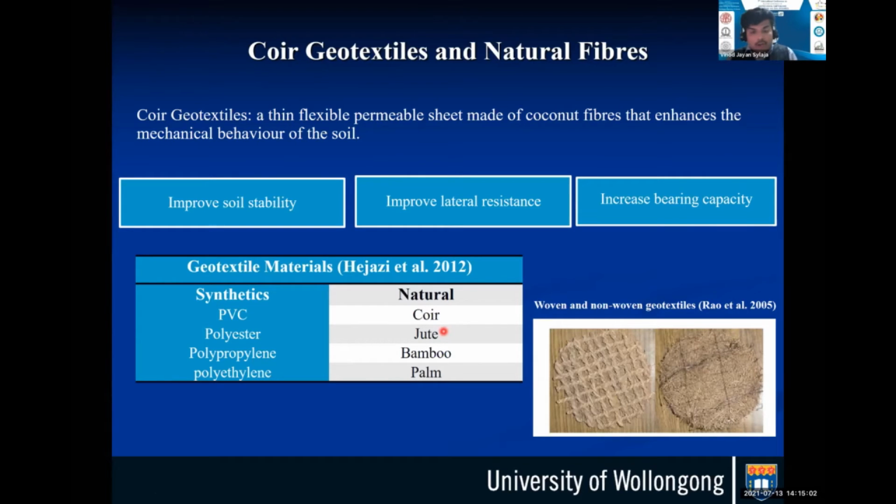Again, we need to address a lot of challenges associated with the degradation of these materials for a long-term perspective. I'll quickly show you some quick photograph of the woven and non-woven geotextiles that we can have for different construction process. In this study, we look at more on the woven geotextiles for our numerical modeling.